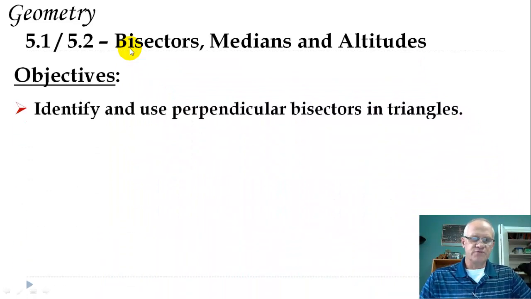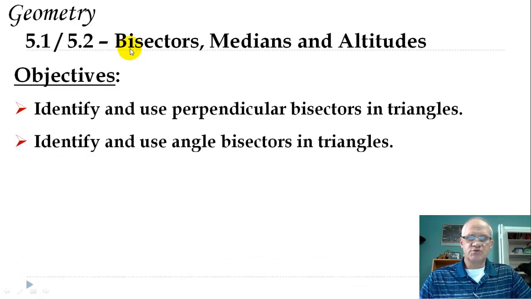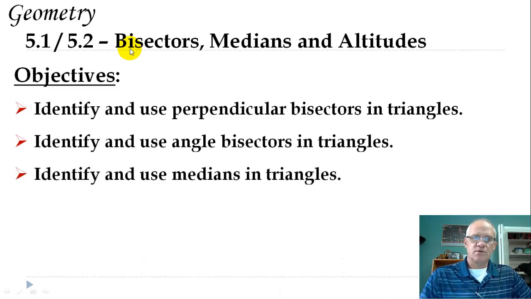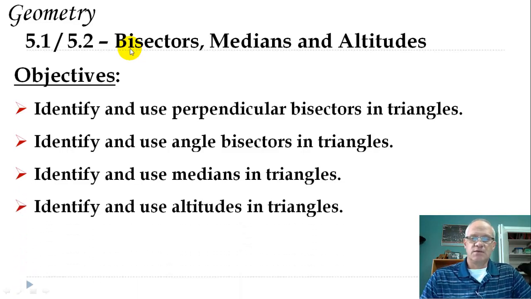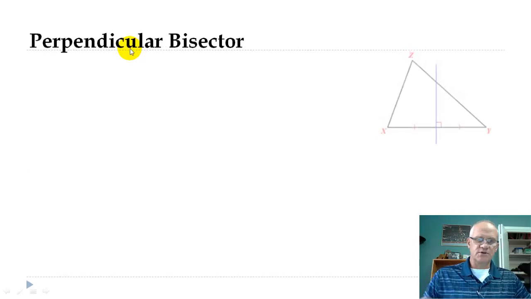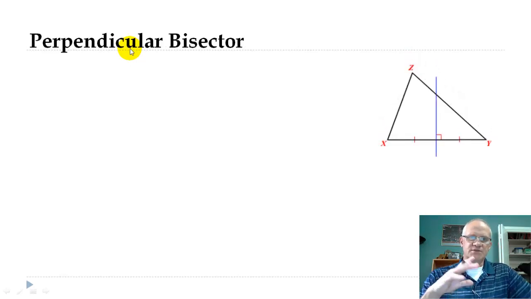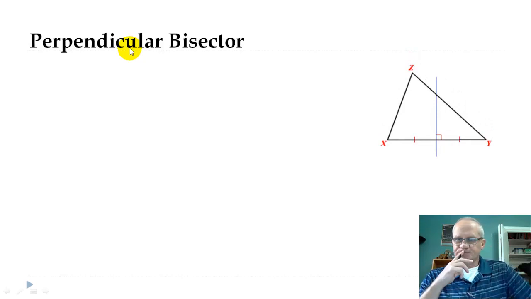Our objectives today, first of all, we're going to identify and use perpendicular bisectors in triangles. Number 2, we're going to identify and use angle bisectors. Number 3, identify and use medians, and then identify and use altitudes in triangles. So all this is dealing with triangles. Let's start with the perpendicular bisector.